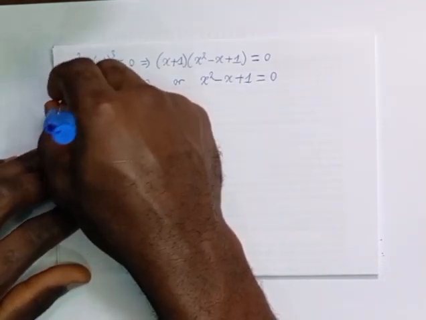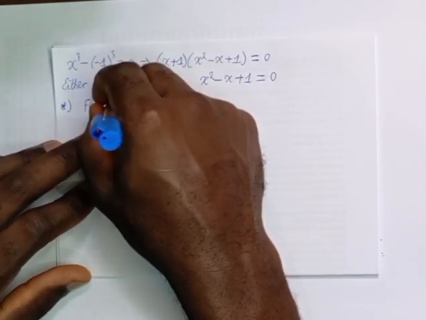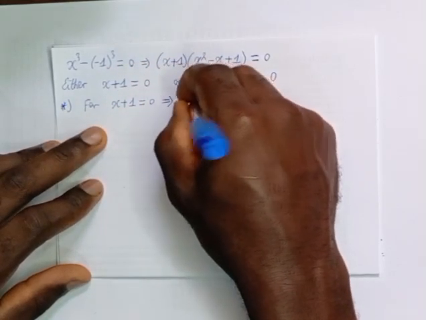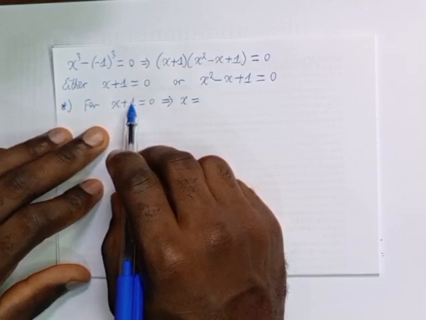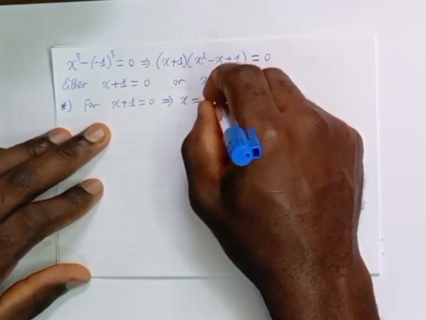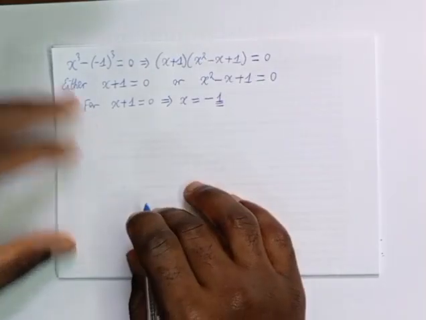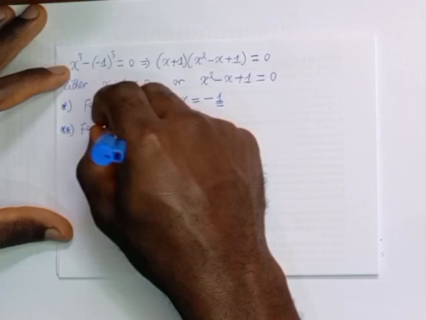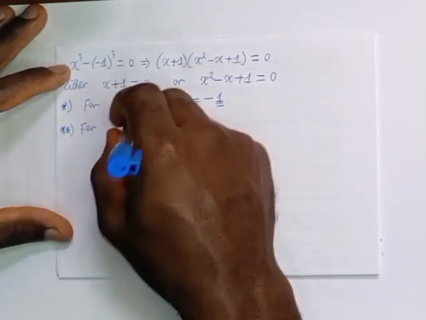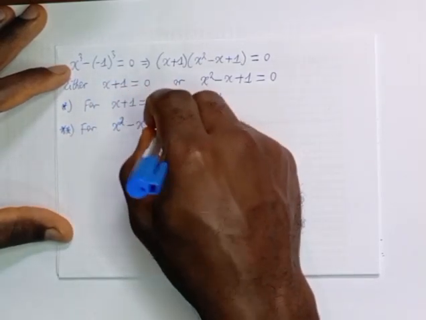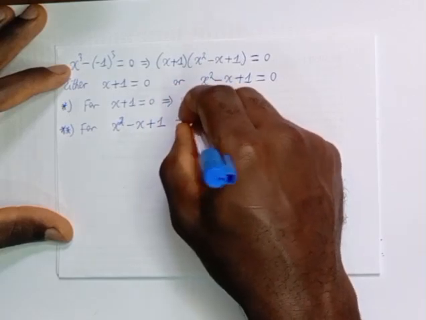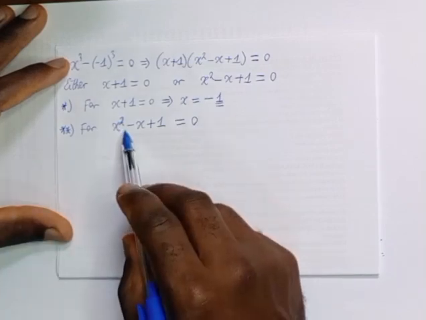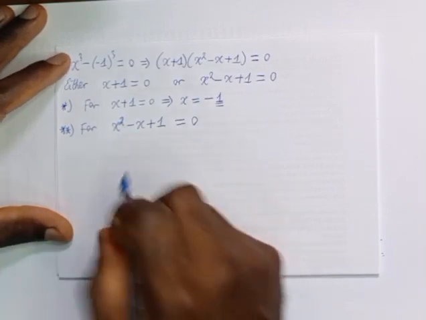If we take the first equation, which is a linear equation, x plus 1 equal to 0, then if we make x the subject of the formula, we are simply going to transfer 1 to the right hand side, which gives us -1. This is the first solution. We take the second, x squared minus x plus 1 equal to 0. This is a quadratic equation. We are to solve this quadratic equation by making use of the quadratic formula.